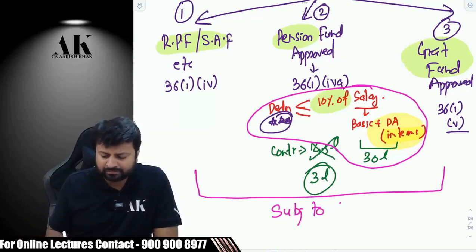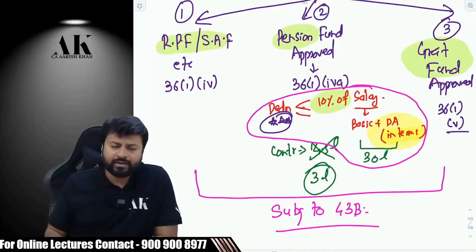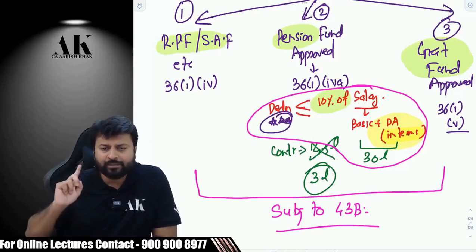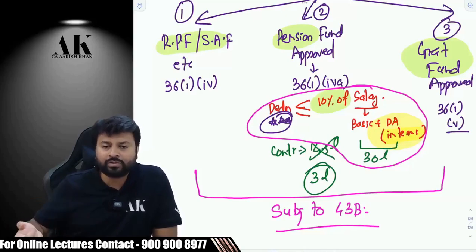Means what? It should be paid. It should be paid. It cannot be just a journal entry in the books of accounts. Okay. The employer would get the deduction if he has actually contributed to the fund. Okay. And not made just a provision. Is it clear? If the employer has actually contributed to the fund, then he will be allowed.